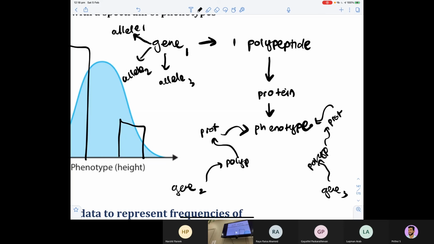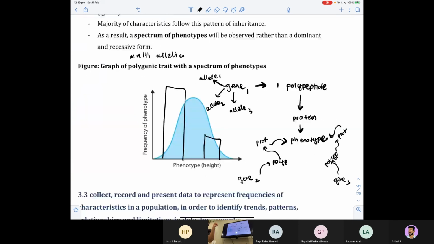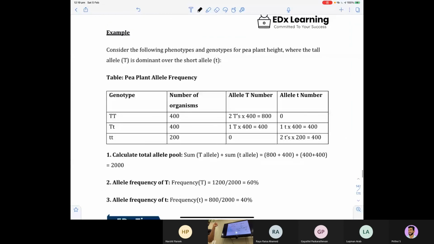Does that make sense to everyone? There are more than 2 alleles that code for a gene in reality. There is more than 1 gene that codes for 1 phenotype. Good. Is that the case for pea plants? Are pea plants like this? No, which is why Mendel studied them. This is way too complex to study. Mendel picked pea plants because they only have 1 gene, which codes for 1 protein, that codes for 1 trait like height. So it's very easy to study. Okay? Good. All right, next question.